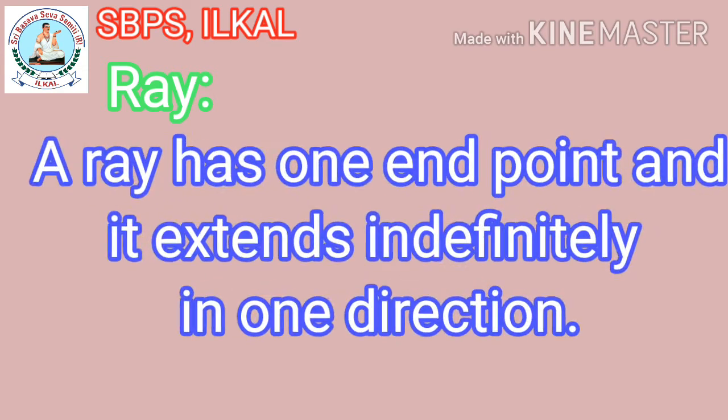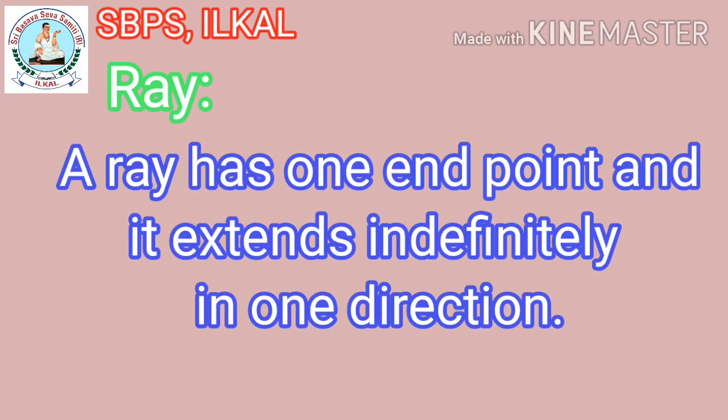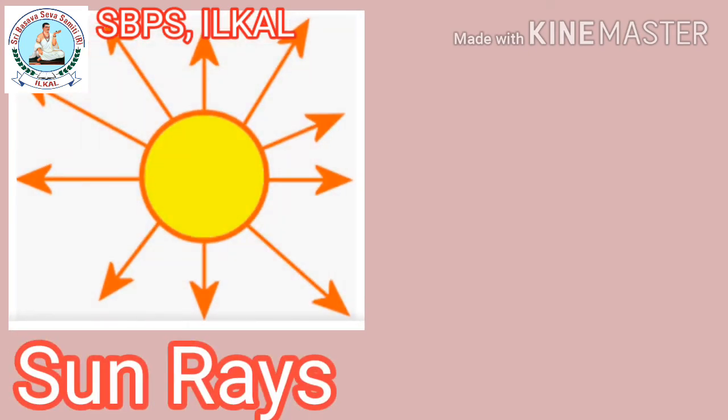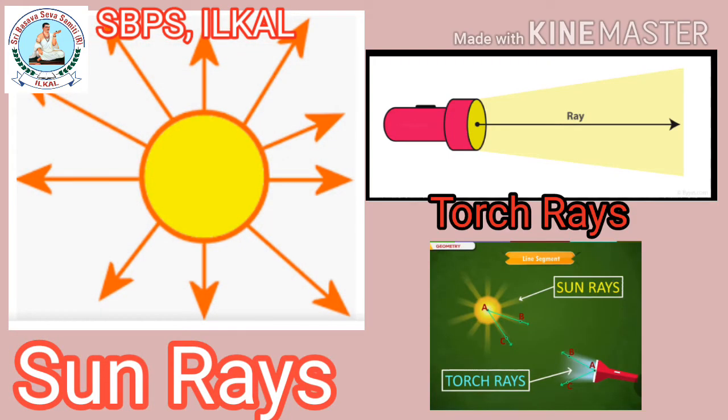Okay. The next word is ray. A ray has one end point and it extends indefinitely in one direction. Means ray will have one end point and we can extend indefinitely in another direction. Okay. For example, sun rays, torch rays we can consider.